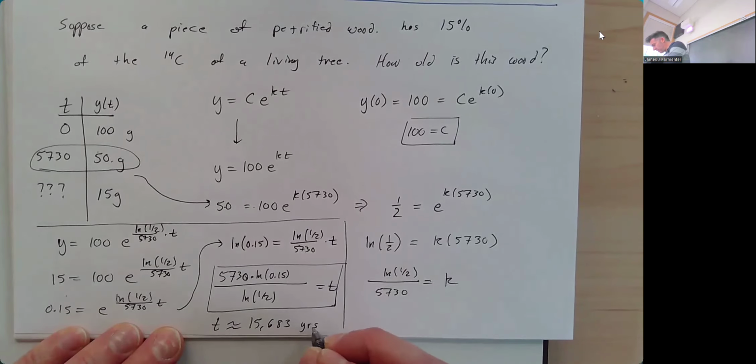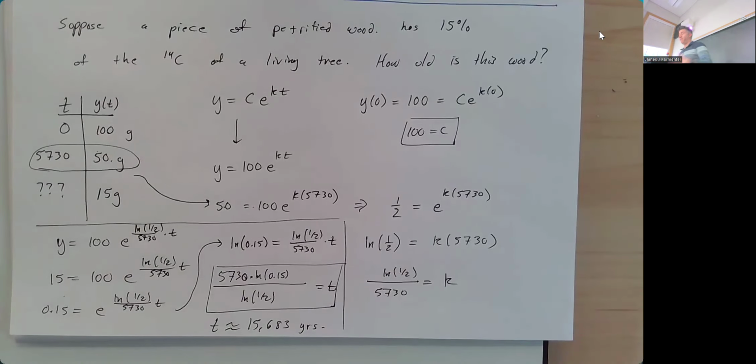I like to think about if this makes sense. Well, I know that after 5,000, let's round up to 6,000 years, we're going to have about half of what we started with. After another 6,000 years, we'll have half of that, which is 25%. And after another 6,000 years, we'll have half of that, which is 12.5%. So 18,000 years approximately would get us down to 12.5%. So it seems reasonable that 15,000 years is getting us to not quite there. So our answer seems reasonable, which is good. I like to think about that.